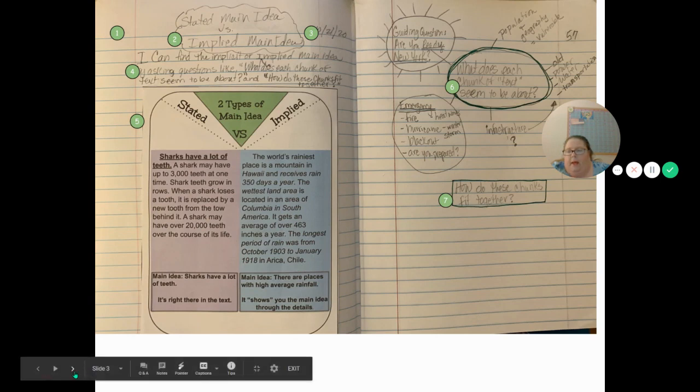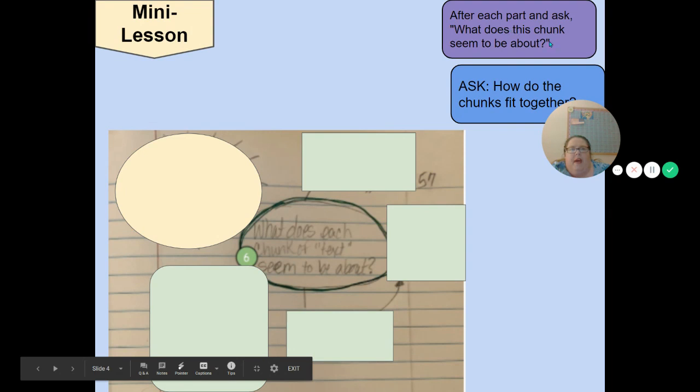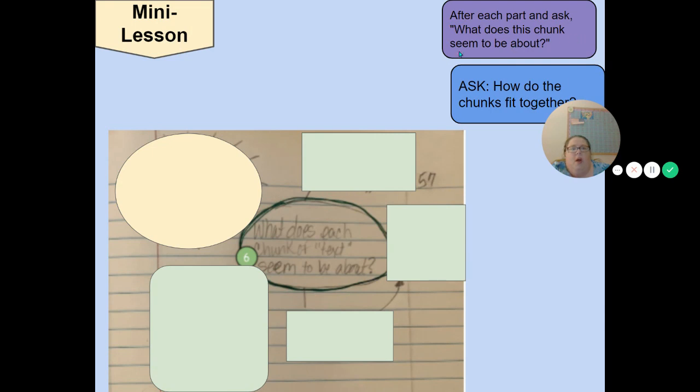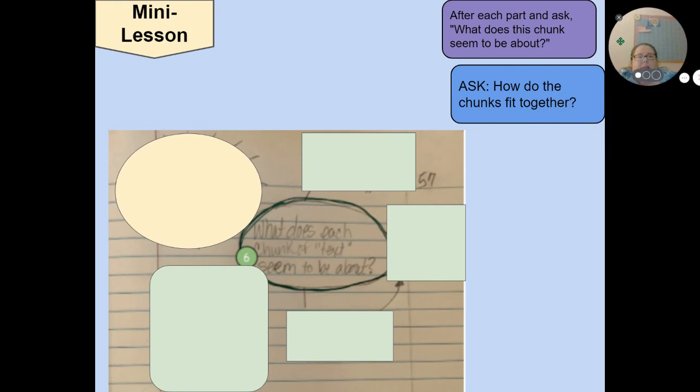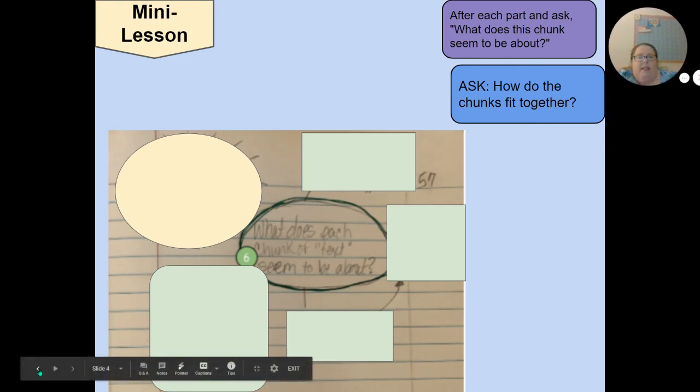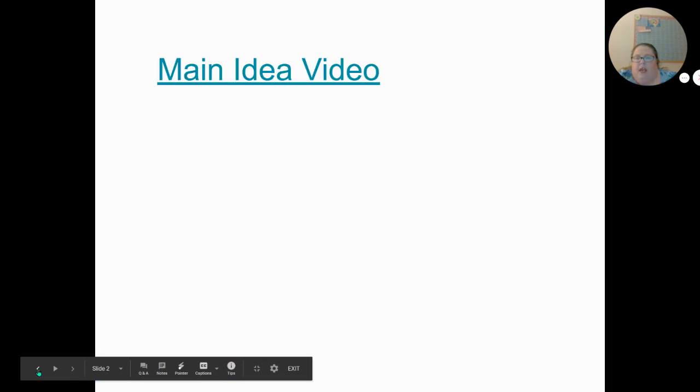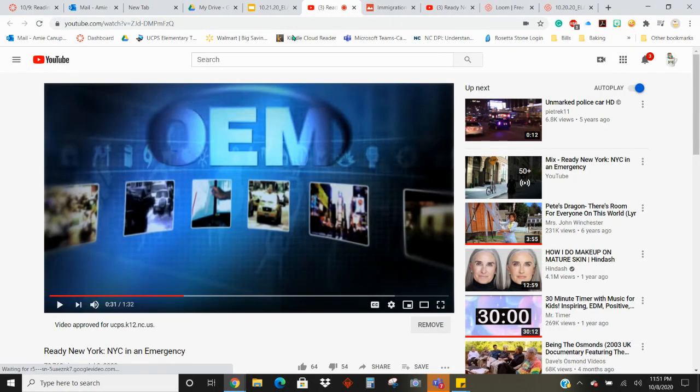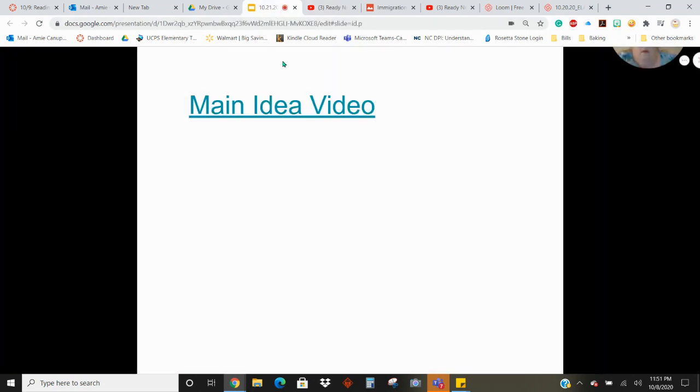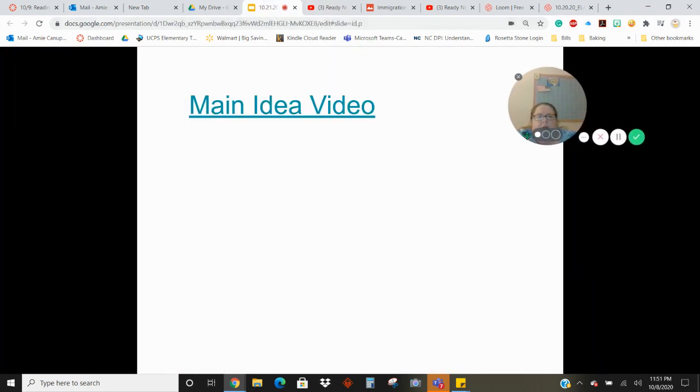Okay, so let's go back. What we're going to do is we've got our two major questions that we ask after each part: what does this chunk seem to be about, and how do the chunks fit together? And so that's what we're going to do as we listen and watch this video together. I'm thinking there's a guided question there. Are you ready? Are you prepared?